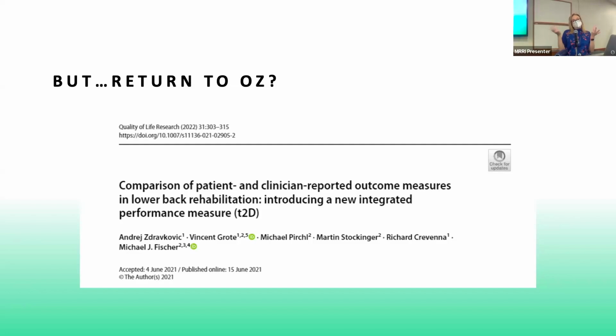And so I started looking into it, and there are people who are starting to look at this. So I found this article called Comparison of Patient and Clinician Reported Outcome Measures in Lower Back Pain Rehab, Introducing a New Integrated Performance Measure. And so maybe this is the future where you get input from the clinician and you get input from the patient, and we can find better ways to track outcomes.